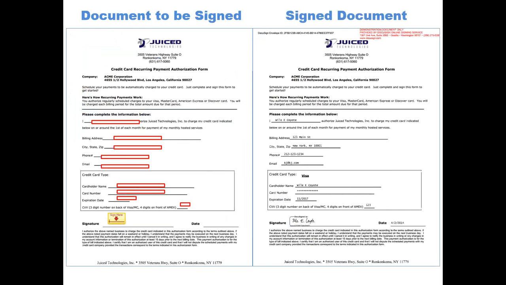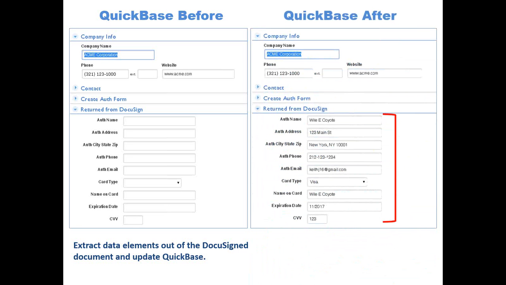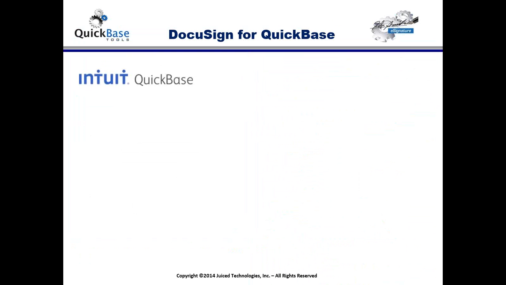So for simplicity, maybe you have a QuickBase form that looks like this, and some of the pieces of this form you might want to have broken out into individual fields in QuickBase. But wouldn't it be nice if you could just extract the data elements of that DocuSign document and actually have the extracted elements go right into your QuickBase fields like this? So wouldn't that be cool?